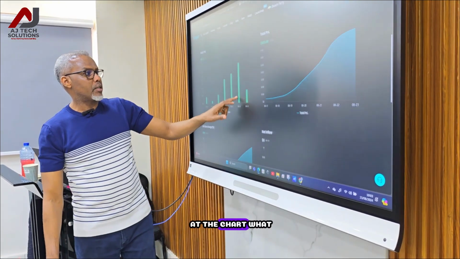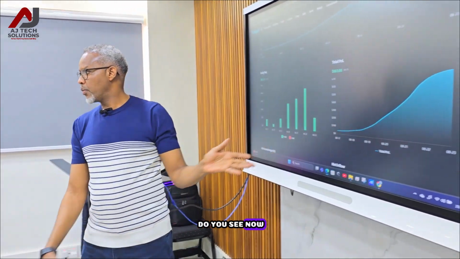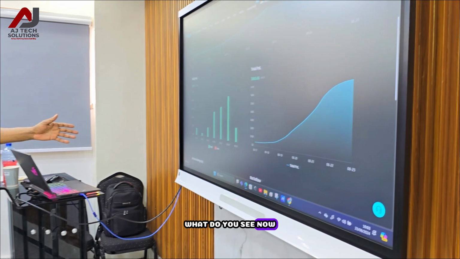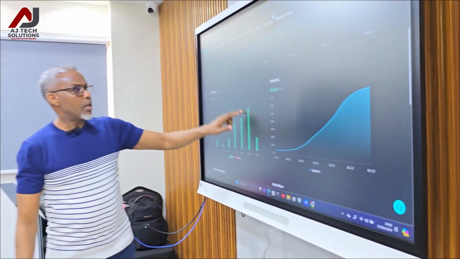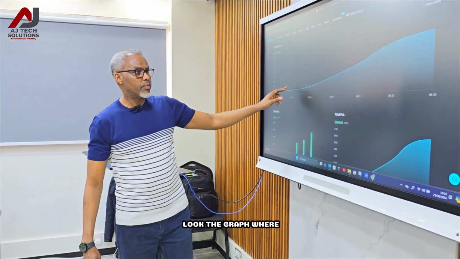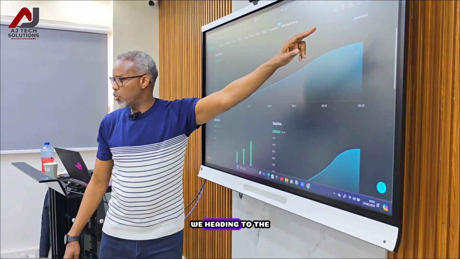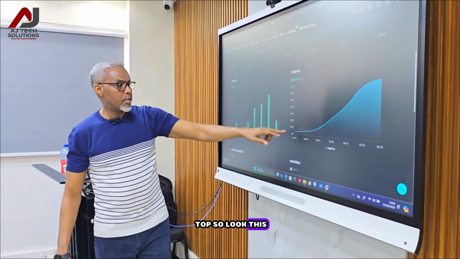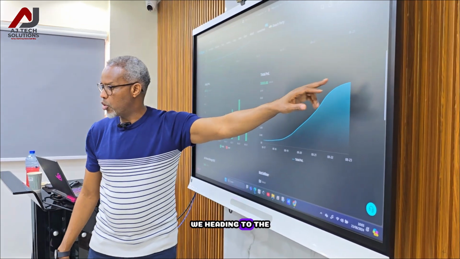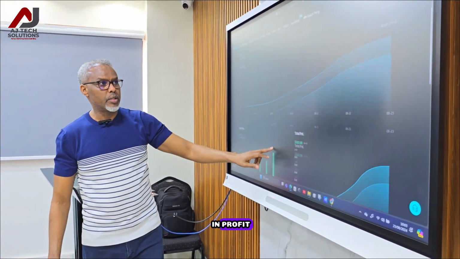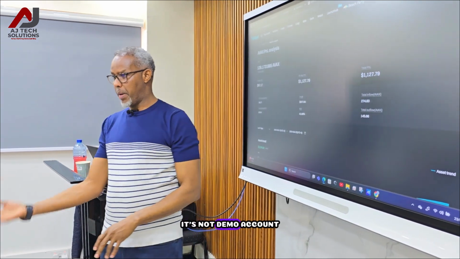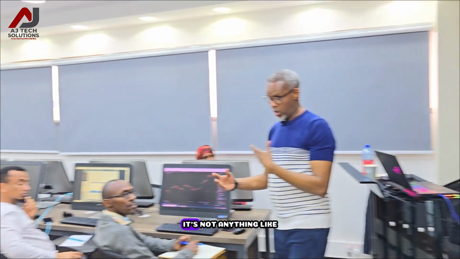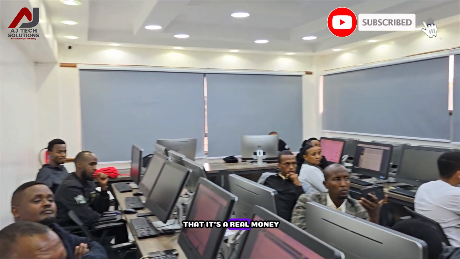So if you look at the chart, what do you see now? You see the chart was increasing, right? Look at the graph. Where are we heading? We're heading to the top. We start from here, heading to the top. That means we're in profit. This is real money, guys. It's not a demo account, it's not a fake account, it's not anything like that. It's real money.